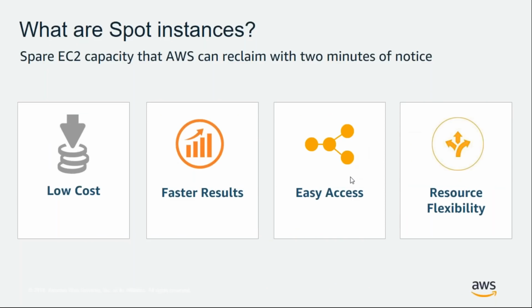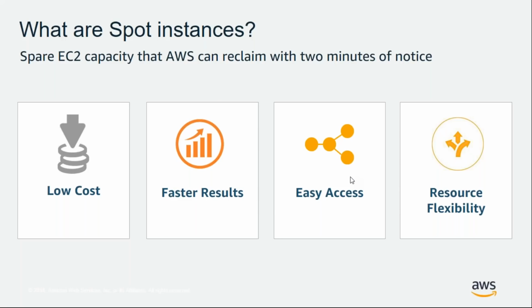So the final 10 minutes I wanted to spend talking about Spot. As I said to start with, Spot is our spare EC2 capacity that AWS can reclaim with 2 minutes of notice. So Spot is awesome for a number of reasons. Firstly, it's very low cost. It's up to 90% off on-demand rates. You get very fast results, so you can spin up literally thousands of instances either with the click of a button or some automation. It's easy to access, and you can have resource flexibility.